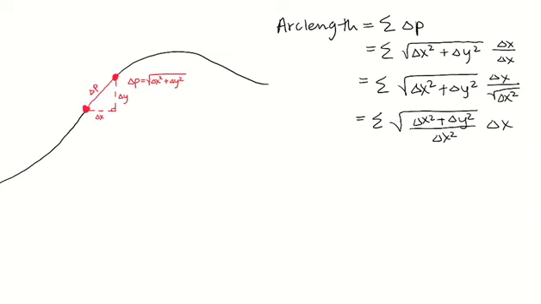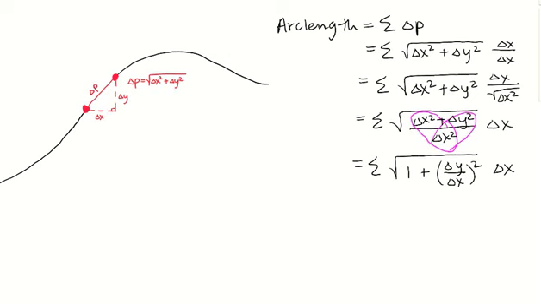It depends on how you look at it. You could look at it as distributing a 1 over delta x squared. I'm going to divide. That's going to be the sum of the square root of delta x squared over delta x squared, which is 1, and then delta y squared over delta x squared.